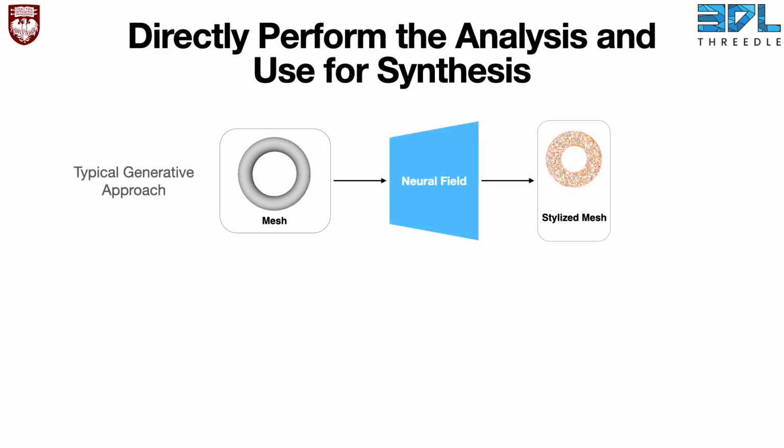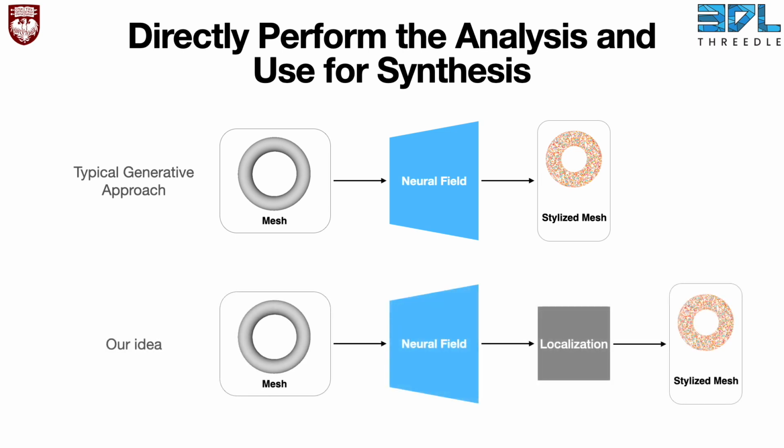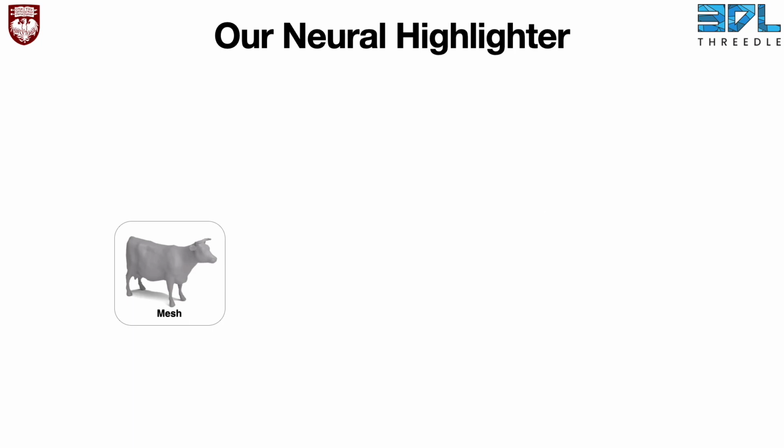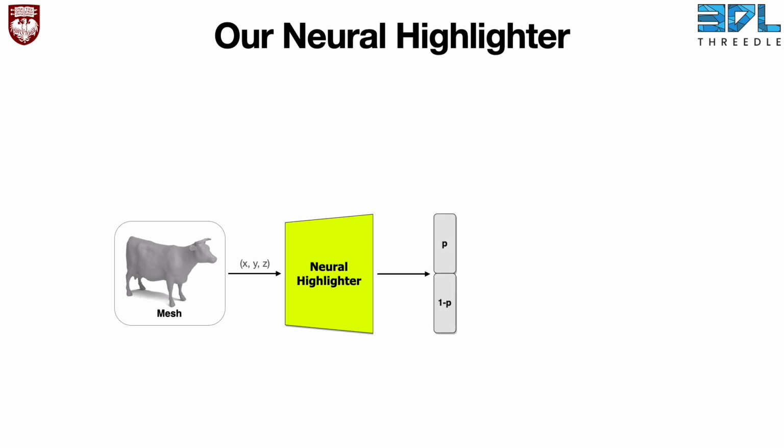Instead of simply styling a mesh by directly predicting colors, we force a neural field to predict the localization. Then we can use this predicted localization to determine the vertex colors. The core component of our method is our neural highlighter. This coordinate network takes in a vertex and predicts a probability corresponding to that vertex's membership to the localization region. This network gives us an explicit segmentation of the vertices.